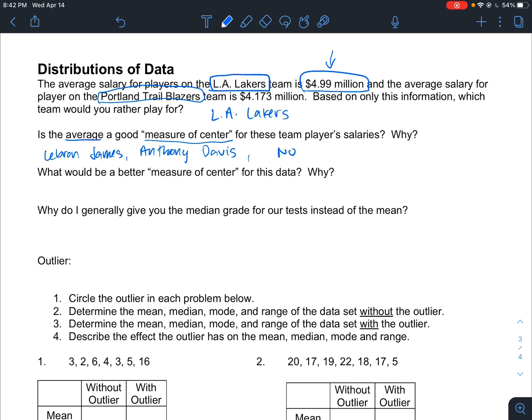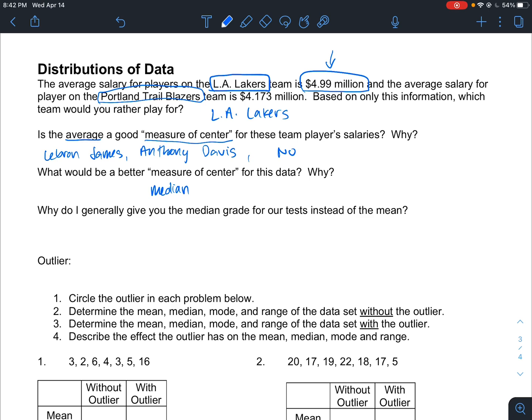So what would be a better measure of the center of data? Probably the median. Probably the median would be a better way because the median is not affected by outliers. The median is not affected by large outliers where the average is.